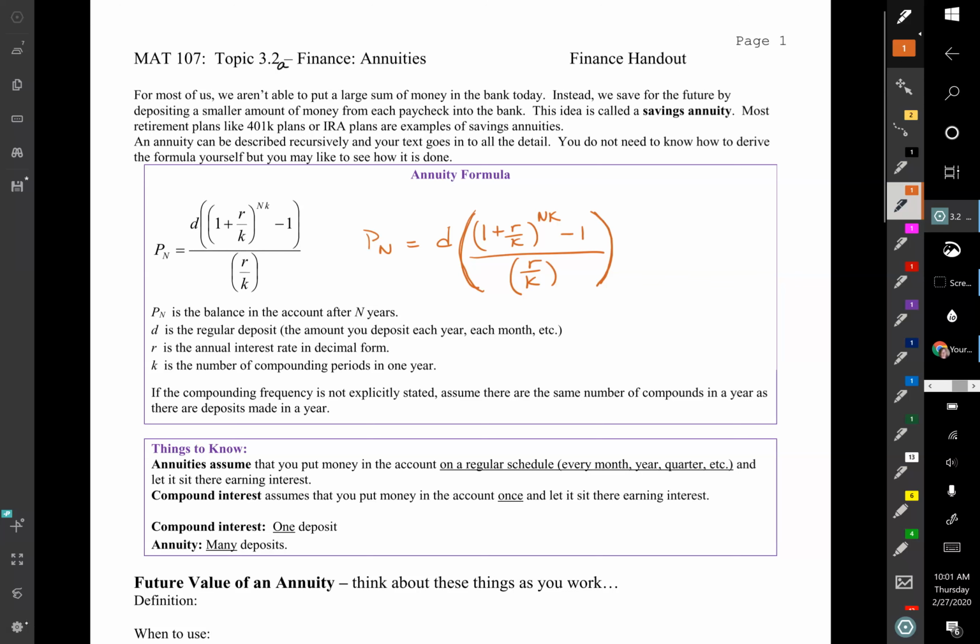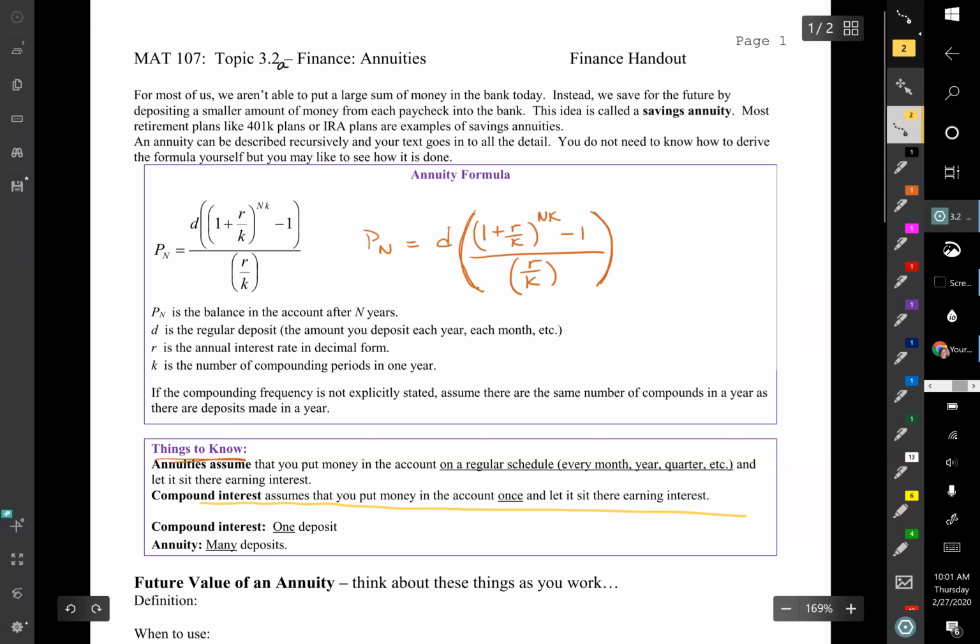I'm going to go over one more thing here. Things to know. Annuities assume that you put money in the account on a regular schedule, every month, year, quarter, etc., and let it sit there earning interest. So it's also getting compounded every time you put it in. So the number of compounding has to match the number of deposits.